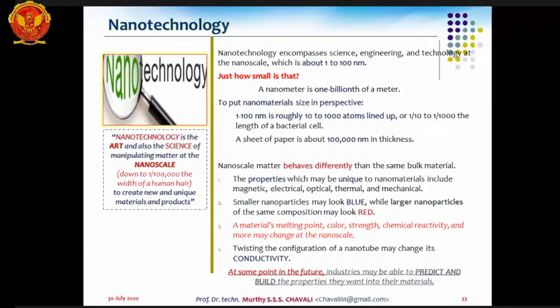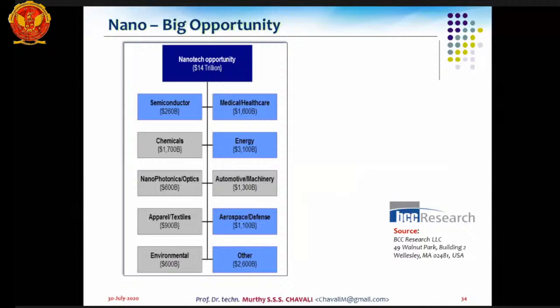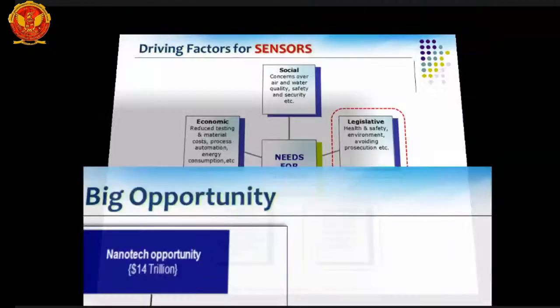And as we already discussed about nanotechnology and nanoparameters, nano is giving a very big opportunity in different sectors like semiconductors, medical, aerospace, textiles, environmental, etc. This is going to boost the inspiration of young researchers to get into nanotechnology.